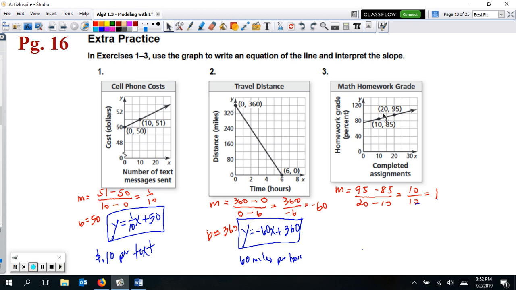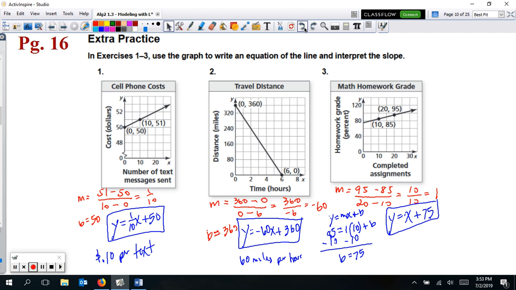So we want to actually figure this out using a point. We'll pick one of these 2 points, it doesn't matter which one, and plug it into the y equals mx plus b, and solve it for b. So I'm going to pick the 10, 85 point. 85 is the y, 1 is the m, 10 is the x, and then we'll find out what b is from there. And so we're going to subtract 10 from both sides, because 1 times 10 is 10. 85 minus 10 is 75. And so then we have b is 75.